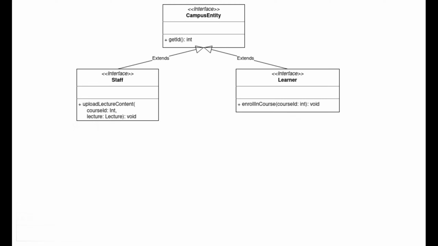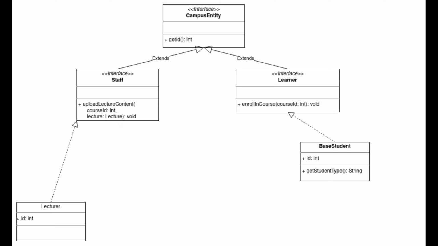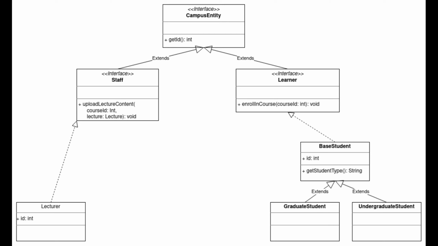So what have we built so far? Every entity in this system contains an ID, so at the top of our hierarchy we have an interface with a single method returning an integer ID. This interface is being extended by a staff interface responsible for uploading lecture content and also a learner interface responsible for enrolling in courses. The staff interface is implemented by a concrete lecturer class. It contains an ID field which is returned when the getID method of the campus entity interface is called. The learner interface is implemented by an abstract-based student class, which also has an ID and provides a single abstract method called getStudentType, which is implemented by its children classes, undergraduate student and graduate student.